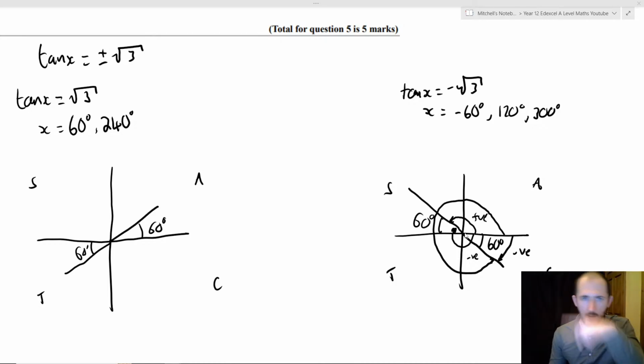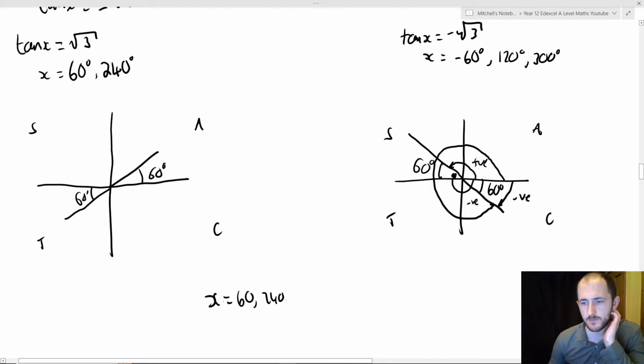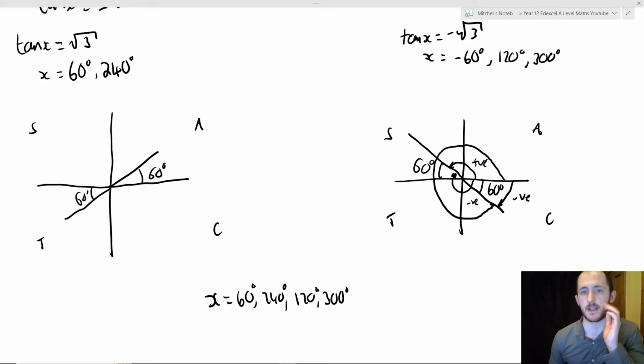And then of course you can go around again to get more answers. But the idea is that anytime you draw a line, there's immediately two answers to get. So the solution for the whole thing is going to be 4 values: 60, 240, 120, 300. Okay? So again, just be very, very careful with that.